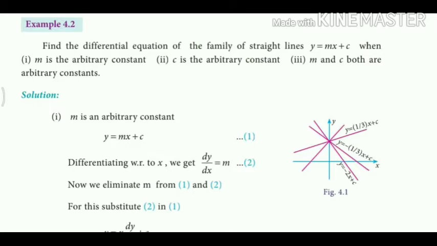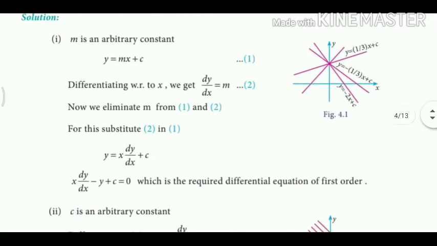So if it is an arbitrary constant, that is a parameter, it means we have to eliminate these constants. In order to eliminate this constant, we have to differentiate this with respect to x. So come to the solution part. m is an arbitrary constant, that is the condition given. So y equal to mx plus c. This is the straight line equation given in this problem. Take this as equation 1.